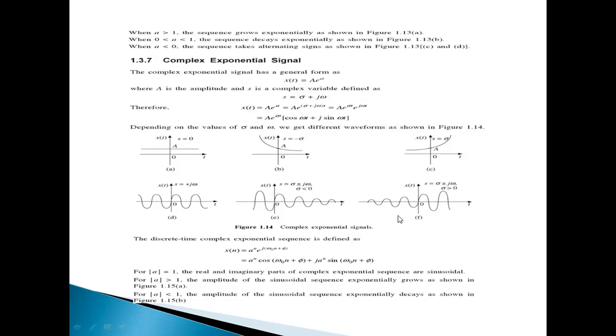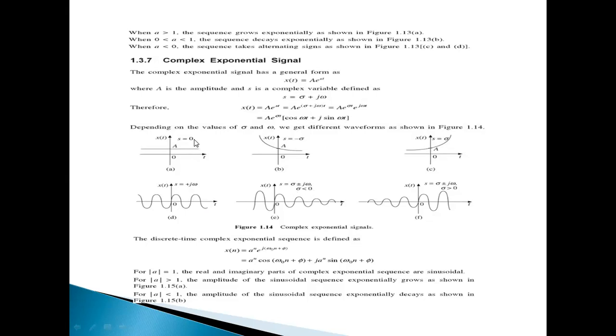Okay, my dear students, these are complex exponential signals, and these two are the same. And these two are also the same, C and F, with the combination of sigma plus or minus j omega, and here the combination of sigma plus or minus j omega. With this reference, s is equal to plus or minus j omega is a sinusoidal signal.